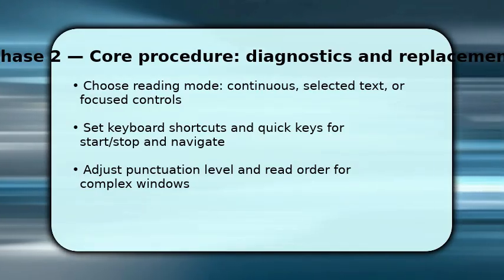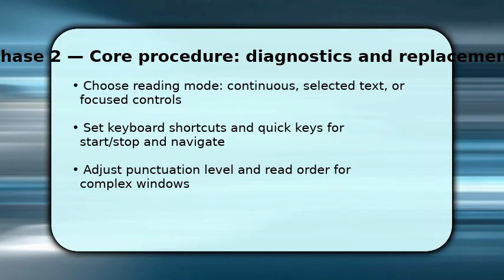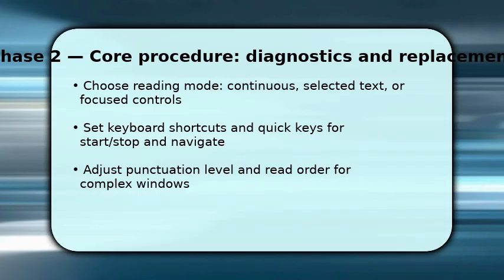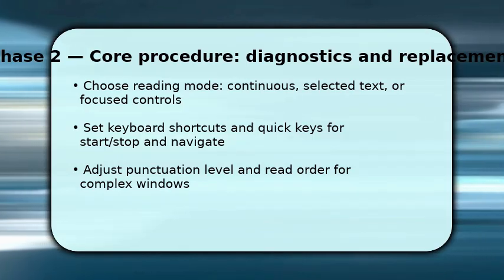Now you'll fine-tune how Narrator reads content. Select whether you want continuous reading, only selected text, or just focused controls. Once selected, make sure to assign or review keyboard shortcuts, start/stop, read next, and previous, because they speed navigation. You should also adjust punctuation level so Narrator reads symbols and numbers in the style you need.